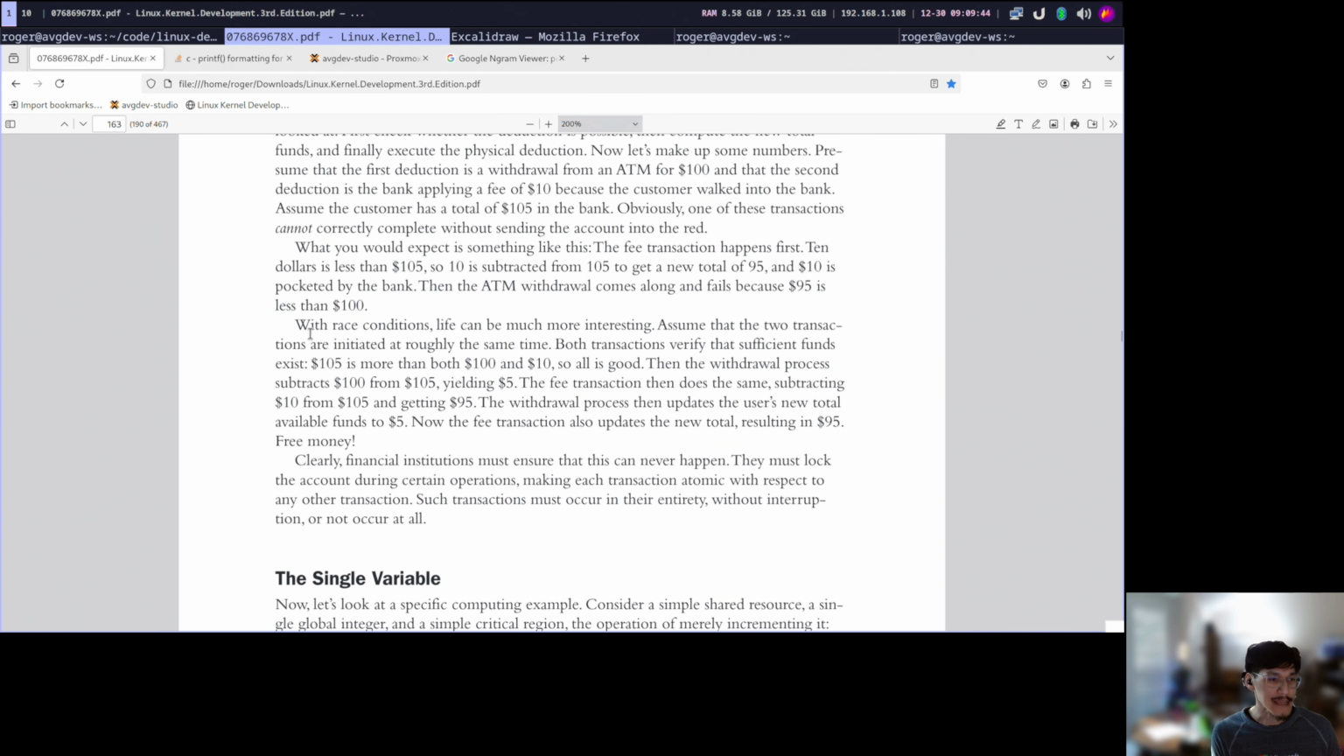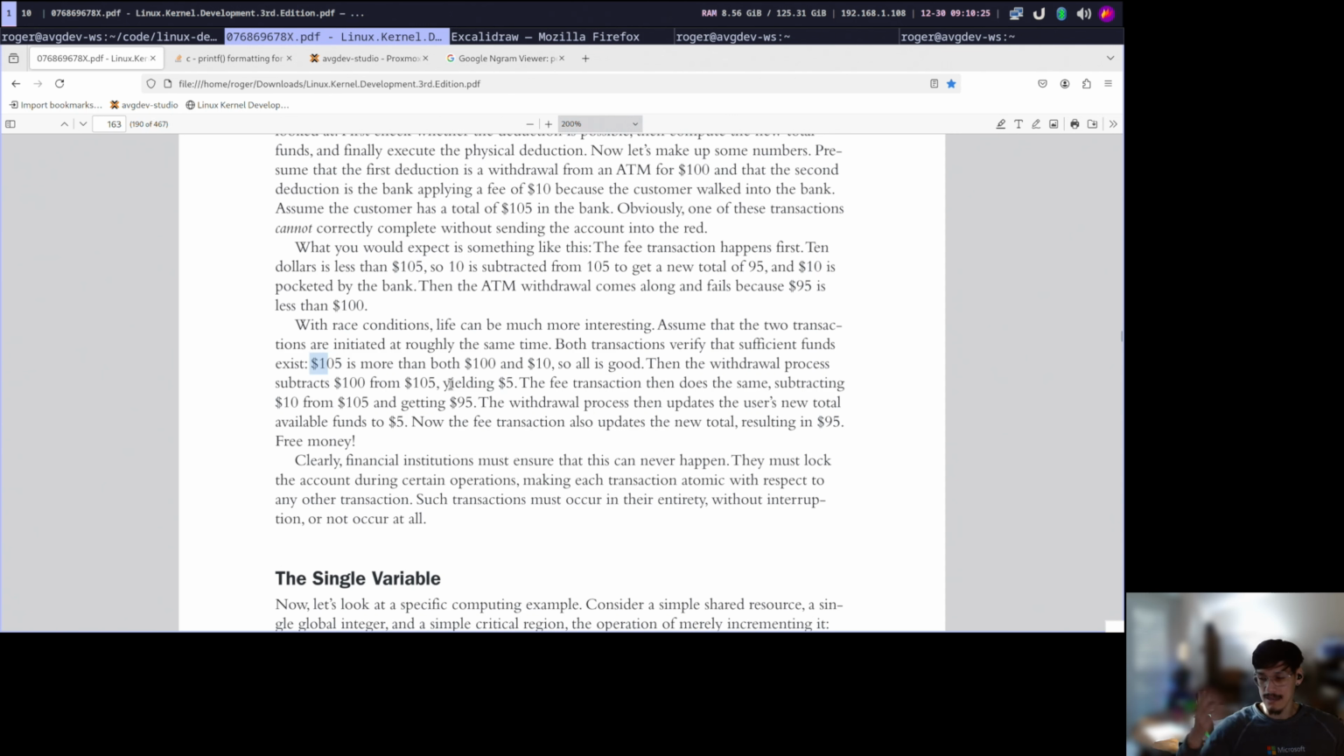With race conditions, life can be much more interesting. Now, this is the new scenario. Assume that the two transactions are initiated at roughly the same time. Both transactions verify that sufficient funds exist. $105 is more than both 100 and 10. That is true. If both transactions are happening at the same time, both will see that the total is $105 at that point. So they're like, okay, good. 100 is less than 105 and $10 is less than 105.